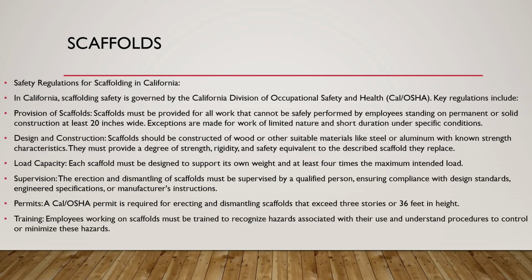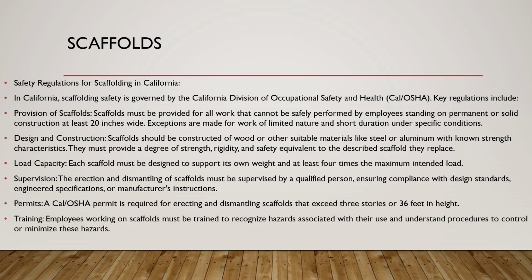Safety regulations for scaffolding in California. In California, scaffolding safety is governed by the California Division of Occupational Safety and Health, Cal/OSHA. Key regulations include provisions of scaffolding. Scaffolding must be provided for all work that cannot be safely performed by employees standing on permanent or solid construction at least 20 inches wide. Exceptions are made for work of a limited nature and short duration under specific conditions.